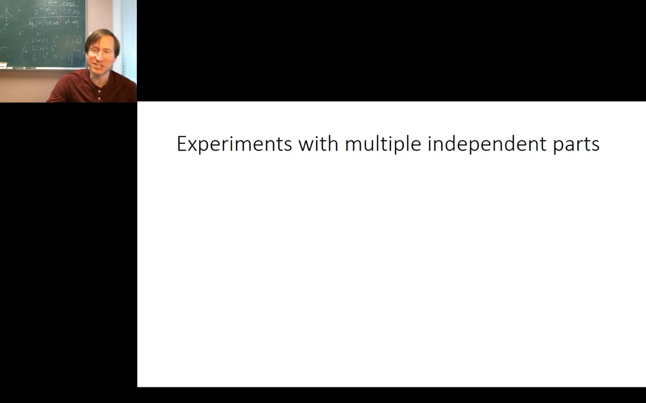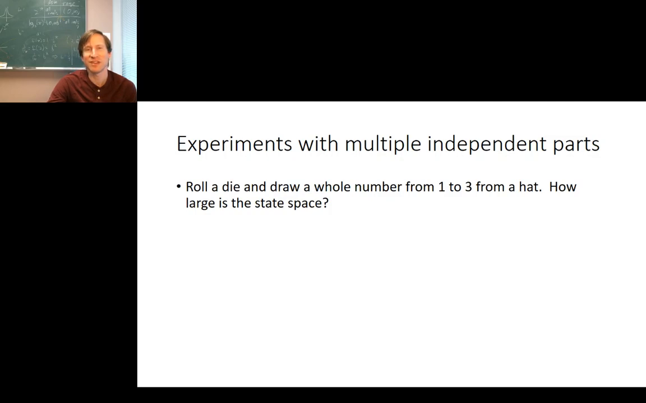Okay, another complication that can arise is that you can have an experiment with multiple parts. For example, we could roll a die and draw a whole number from 1 to 3. In this sort of situation, the sample space can get a little complicated. And remember, a single outcome has to completely describe the total outcome of the experiment. I keep saying state space. This should be sample space. State space is a term from physics.